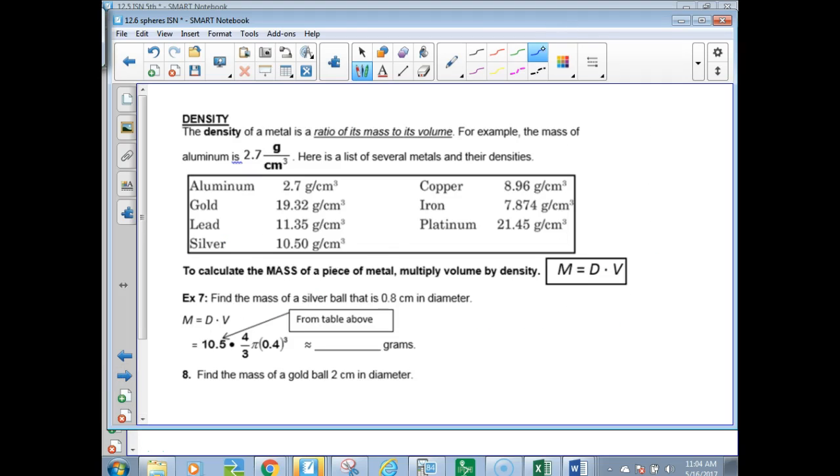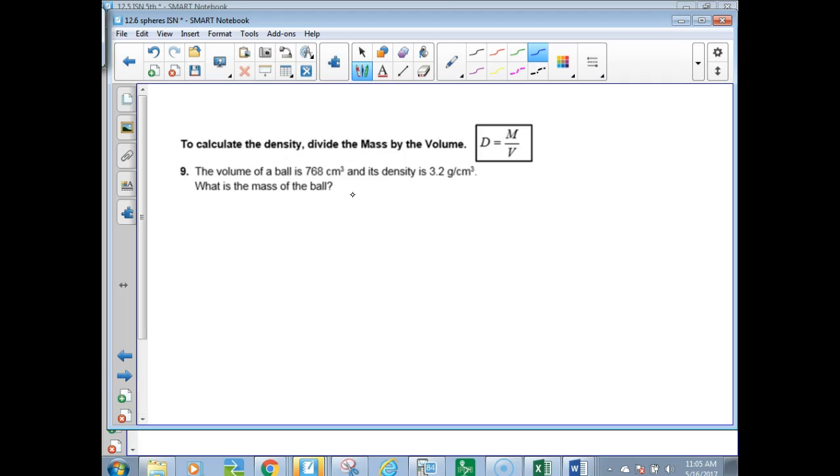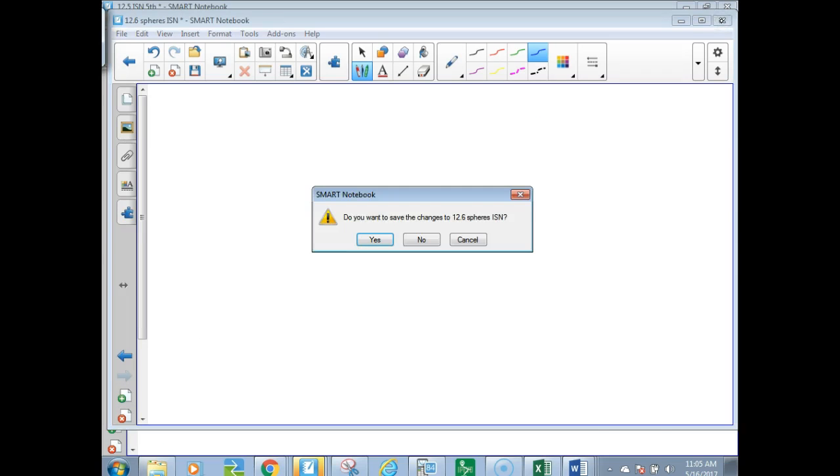Okay, we are not going to have any of these on our final, so I have reduced the assignment down. This is just something about density that we could have talked about and would have been on a chapter test, but we didn't have time for it this year. So you can X that out on your ISN. Yes, and 9. All right, so you're done with that part.